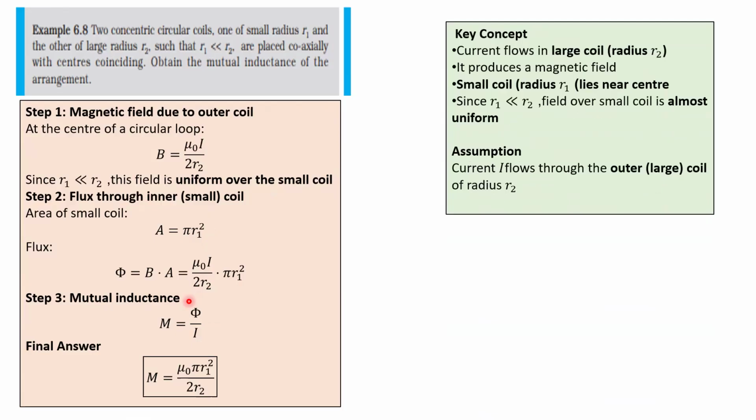Phi value equals mu 0 I pi R1 square divided by 2R2, divided by I, the current will get cancelled. So M equals mu 0 pi R1 square divided by 2R2.